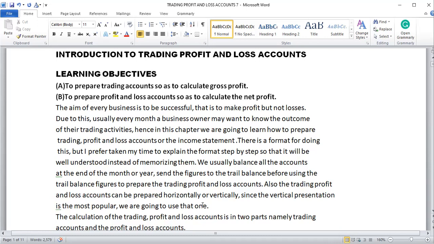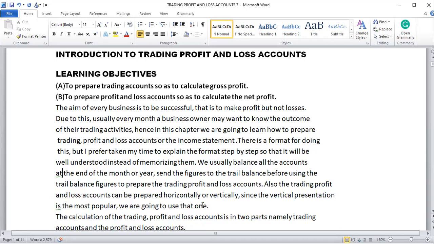The trading profit and loss account normally has a format, and you can memorize it so that you can apply it. But I prefer explaining the format to you so that you understand it. When you understand the format, applying it is very easy. But when you memorize it and you forget it, that means you can't prepare the trading profit and loss account. That's why I've taken my time to prepare these notes and go through them with you step by step, so that at the end of the day, you understand it.